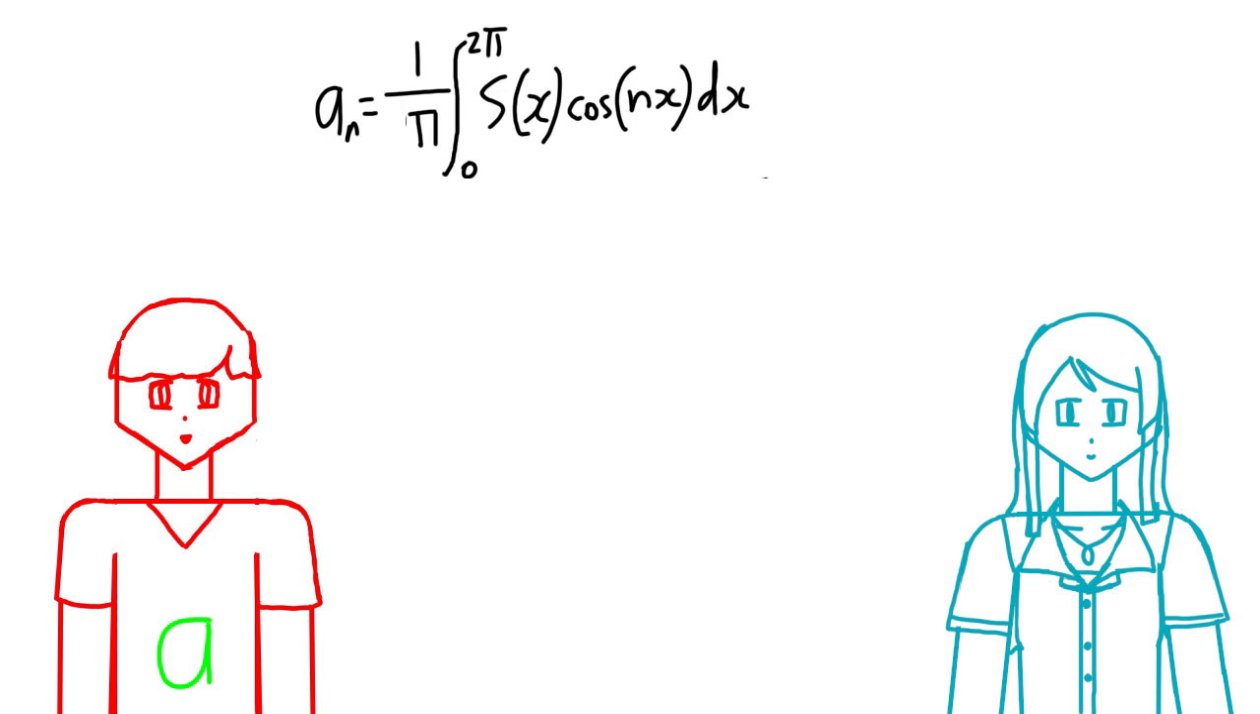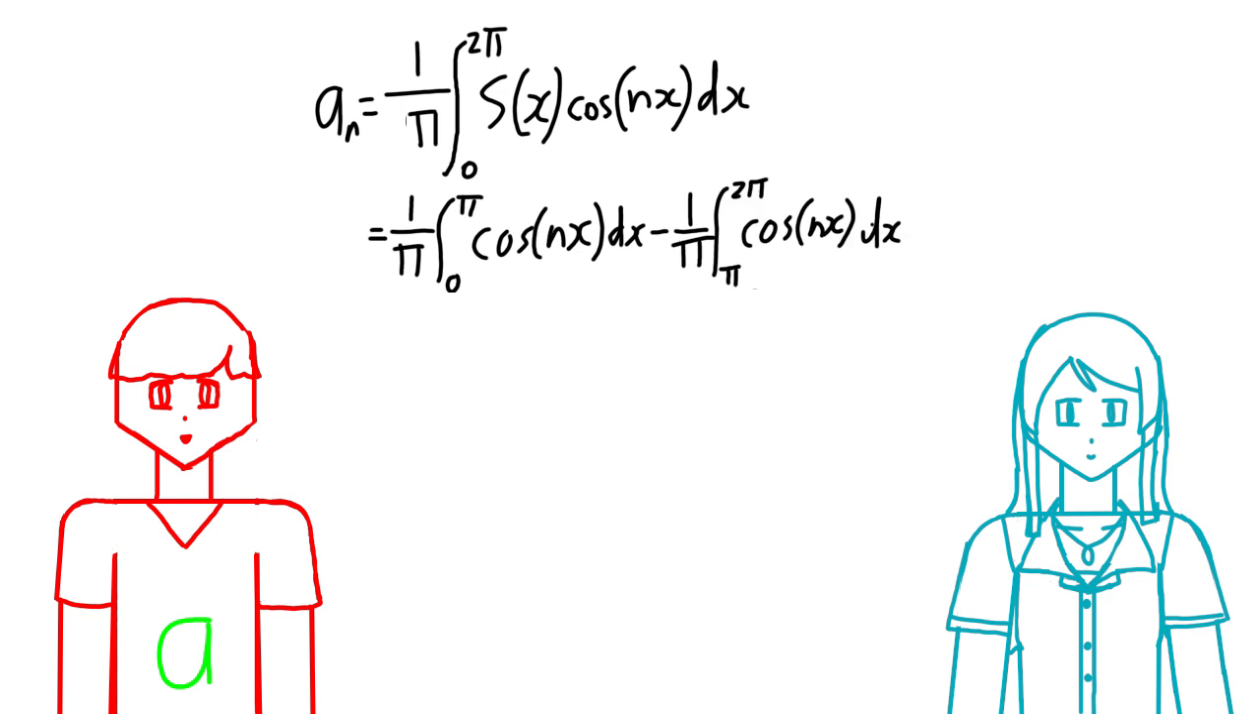Exactly. Let's plug in the square wave here. For values between 0 and pi, the square wave equals 1, and for values between pi and 2 pi, the square wave equals -1.